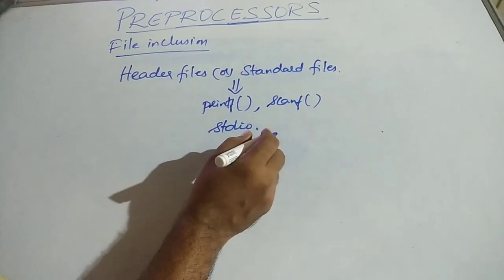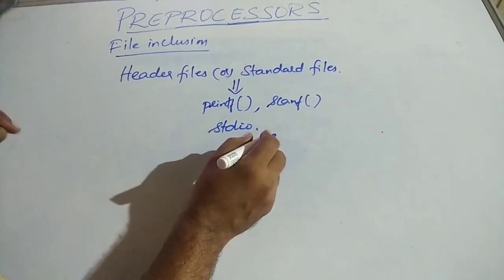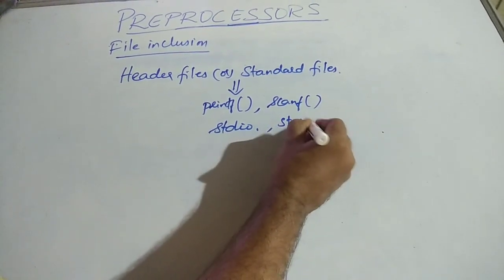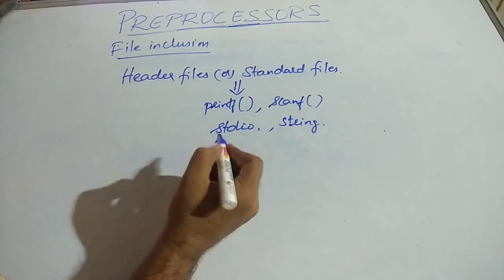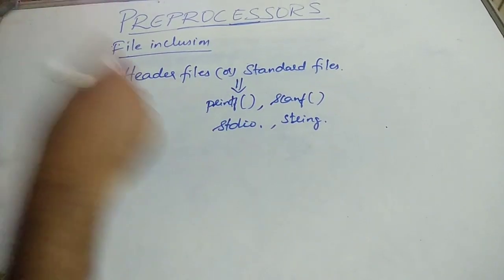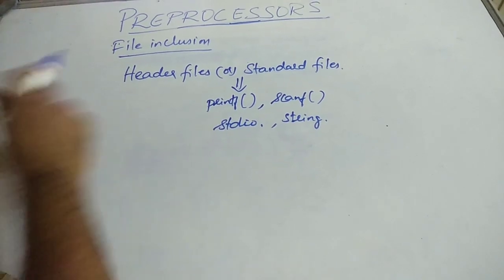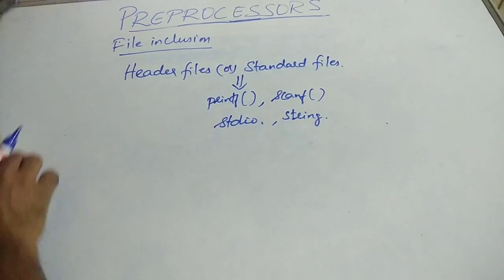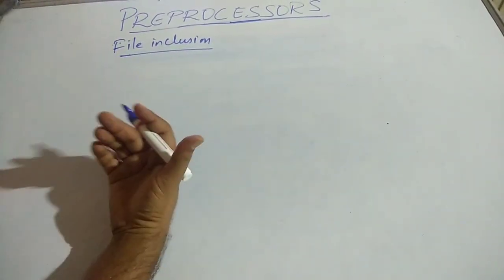Suppose I am using any built-in functions related to strings, then I should use string.h. Is it clear? So by writing the name of the file, we can include those entire functions in our program. These are nothing but your header files or standard files. So next thing we can go for user-defined files.